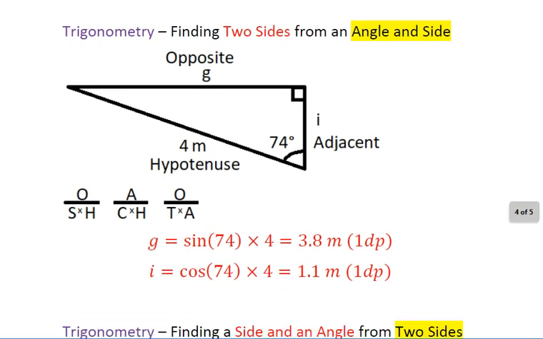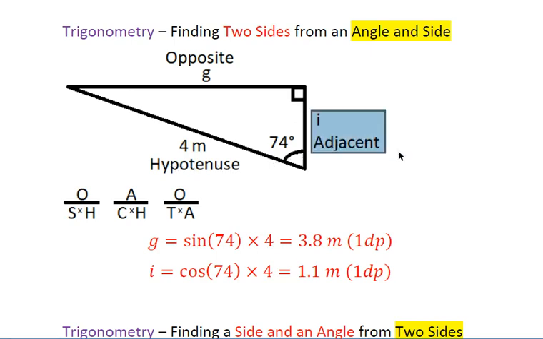Alright, so we're now going to look at something a little bit more complicated. Trigonometry, finding sides from an angle and a side. Sometimes you get questions like this, and what you have to do is just ignore the little bit that you're not going to deal with. So we're going to look at our G side first and just pretend that you haven't seen that that's opposite and that's adjacent or whatever, and none of these labels are in here to begin with.